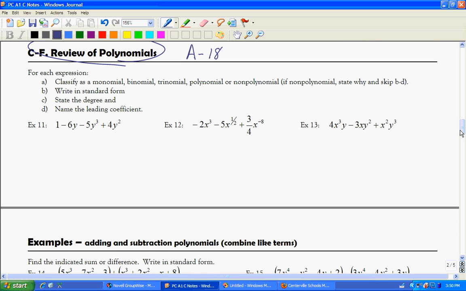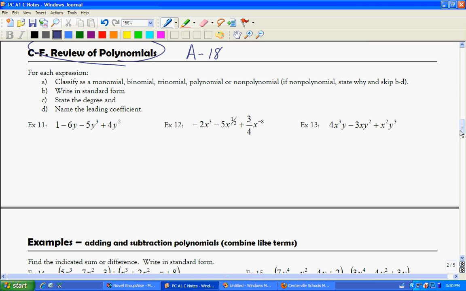Okay, so for these examples, we're going to classify each of them as a monomial, binomial, trinomial, polynomial, or non-polynomial. So a non-polynomial, we need to state why it is a non-polynomial. Second part, write in standard form. C, state its degree. And D, name the leading coefficient. So first of all, let's look at example 11.